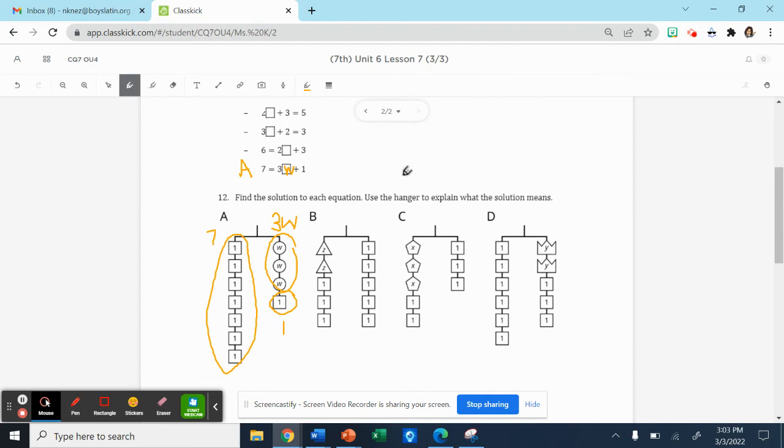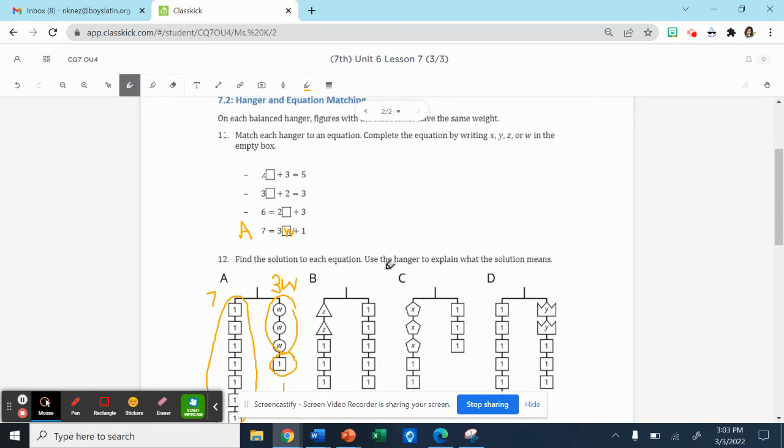I know that I have 3 more diagrams and I have 3 more equations to match them. I want you to pause this video and try to match equations B, C, and D to the remaining hanger diagrams.